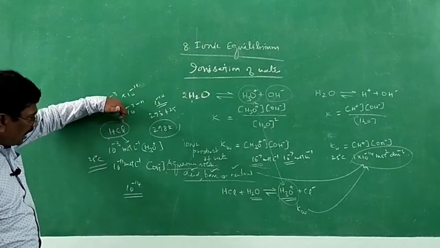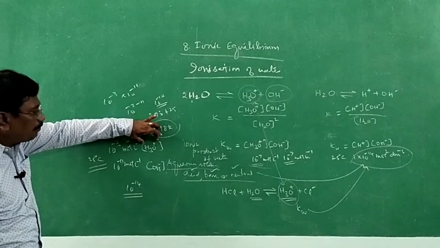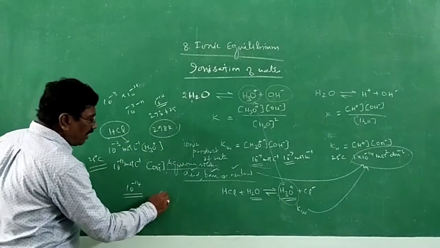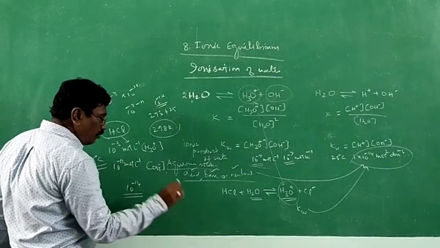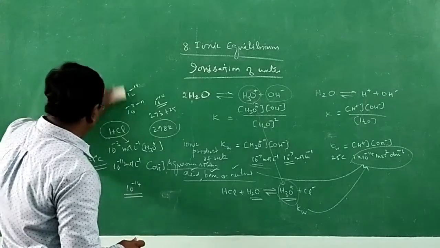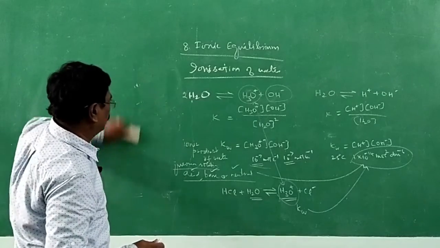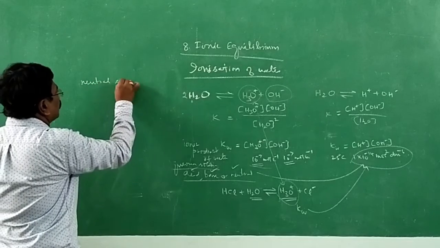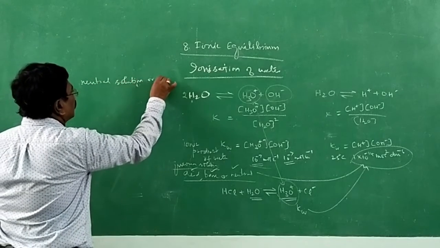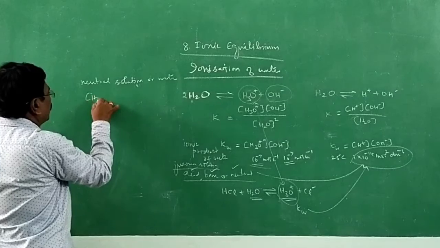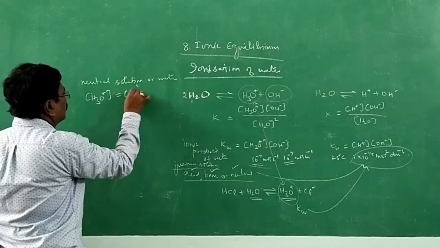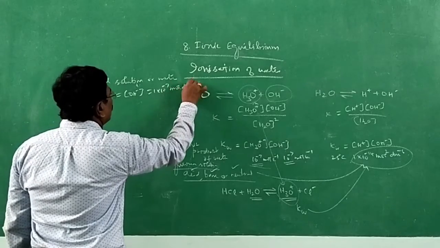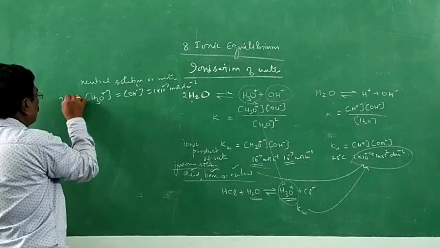If it is an acid, the concentration of hydronium ion will be in excess and hydroxide ion will be less. If it is a base, the concentration of hydroxide ion will be greater and hydronium ion will be less. Now in the case of a neutral solution or water, the hydronium ion concentration is equal to the hydroxide ion concentration, equal to 1 in 10 power minus 7 mole per decimeter cube at 25 degrees Celsius. Remember, at 25 degrees Celsius.